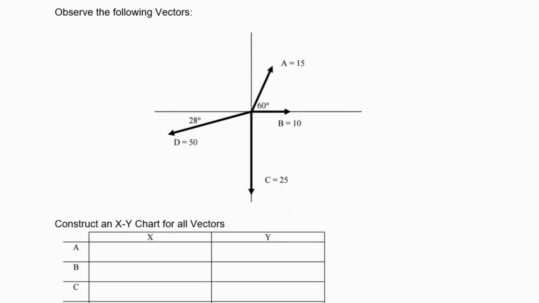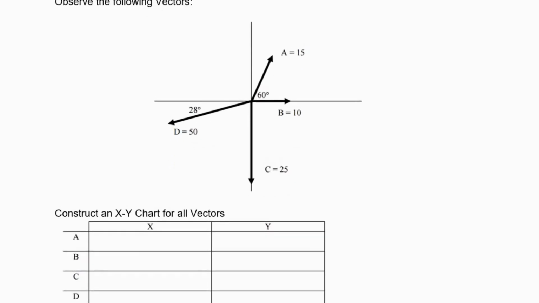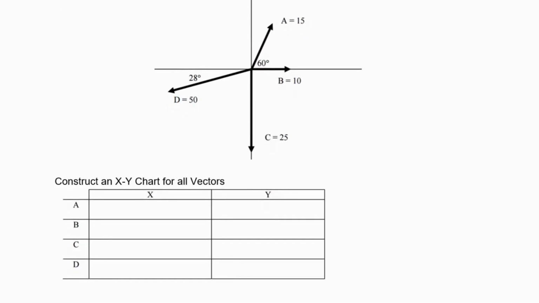Okay, this problem might look a little crazy, so let's go through the first one or two parts of this together. All right, take a look at this. What we have here are 4 different vectors. The way you should look at this is to view them all separate from each other. If you're given a problem like this, these are just 4 completely separate vectors. To indicate that, I'm going to draw them separately.